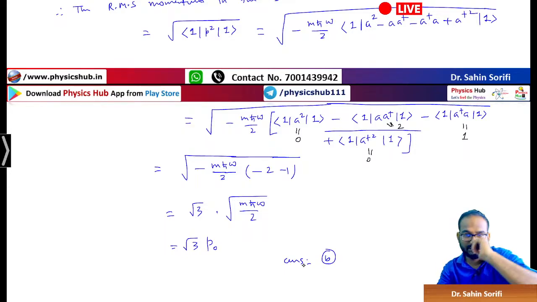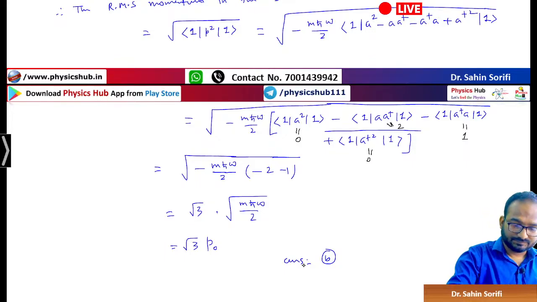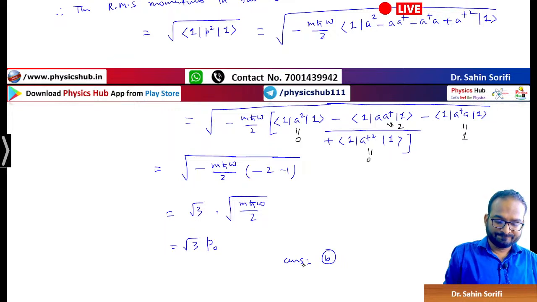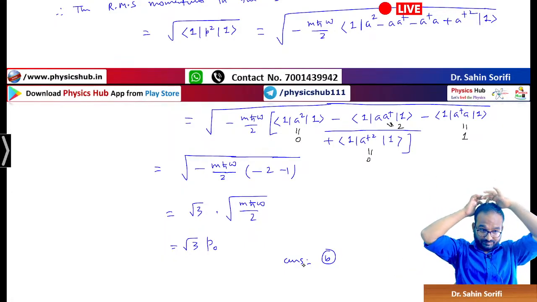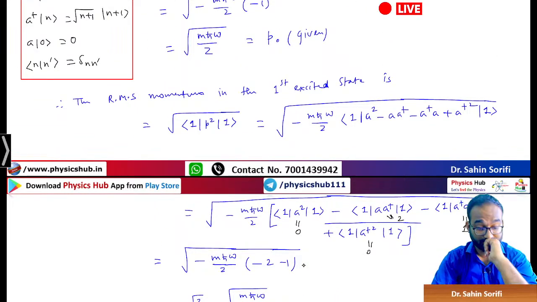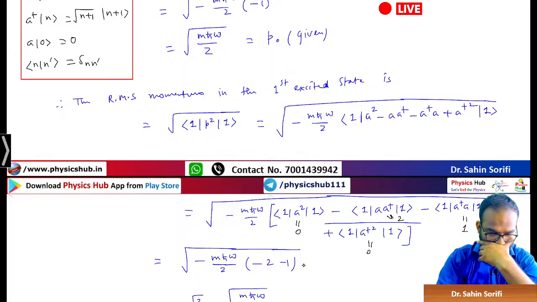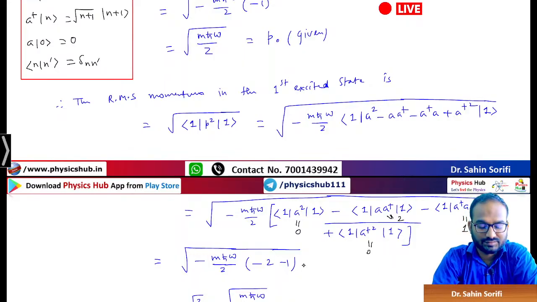Look, I will recommend you to revise these problems. You will enjoy also and you will be able to do it in the real exam also. Murli, understood? Harry, Karthik, is this problem understood? Let's do another problem, one last problem, then we will wrap up the session. I think you will now be able to solve any question from harmonic oscillator.